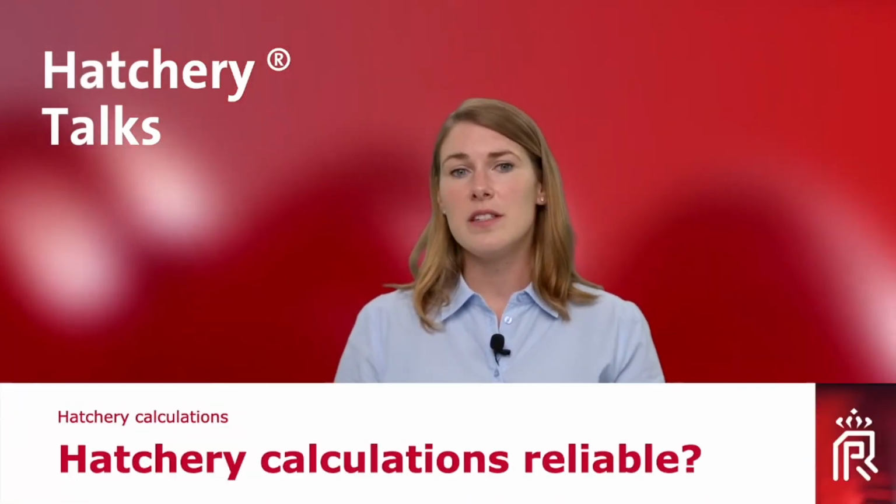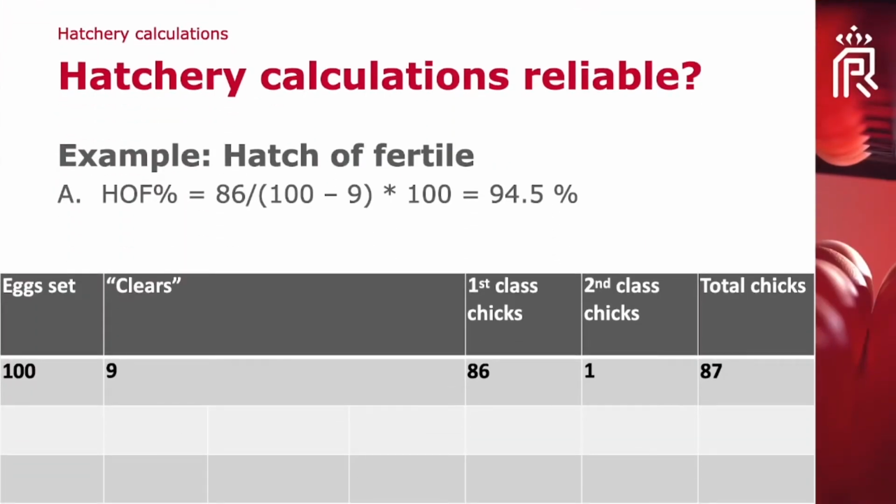This is an example of a calculation of hatch of fertile. So we've set 100 eggs. We see that 9 eggs were clear, and that the total chicks are 87. If we want to calculate the hatch of fertile, we see a lot of people calculating it based on the first class chicks, 86 in this case, divided by 100 minus 9, times 100. We see that the hatch of fertile is 94.5%. But is that correct? Are we truly talking about hatch of fertile or not?